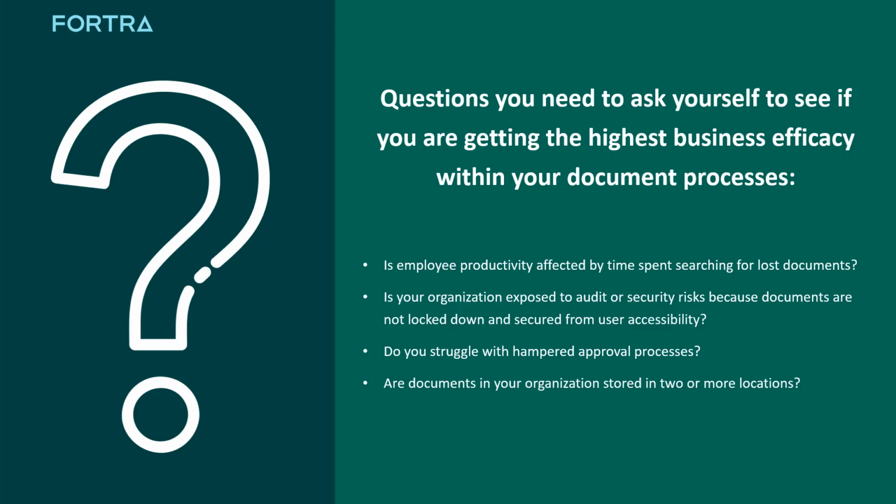Do you struggle with hampered approval processes, right? Do you have any enforceable business processes that you're doing today that you can actually prove out, like who signed things or who approved things and when, and if they made any changes? And I think here's the biggest one that we'll talk about a little more as we go through: are the documents in your organization stored in two or more locations? It's content in the wild, I always talk about, right? You've got network directories, you've got file storage all over the place.